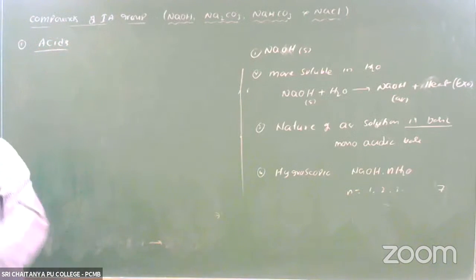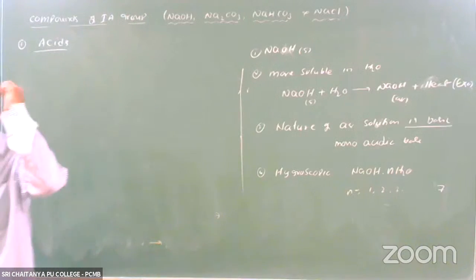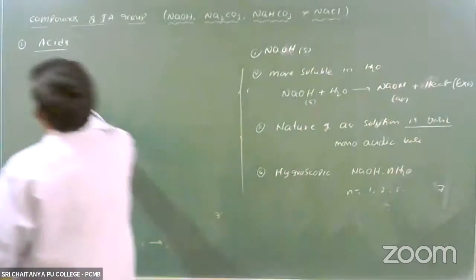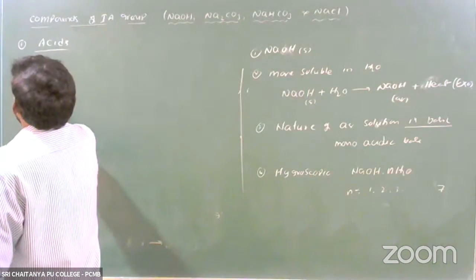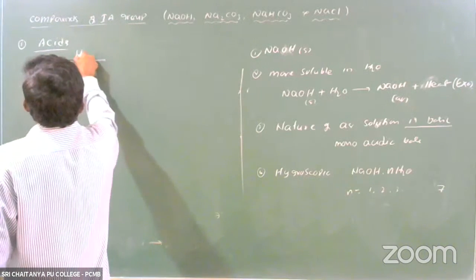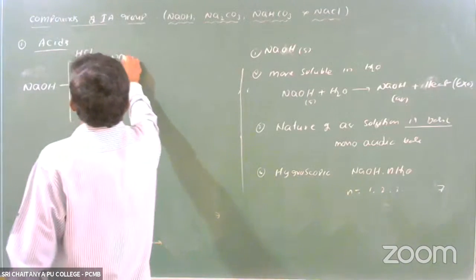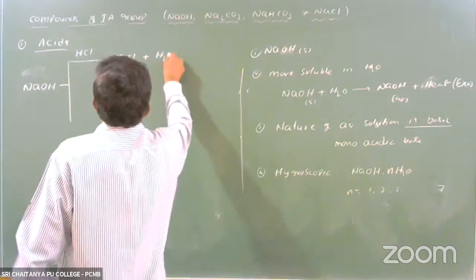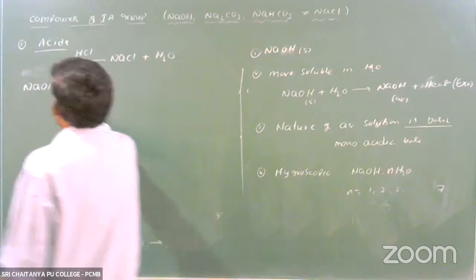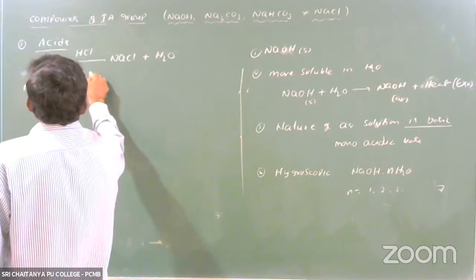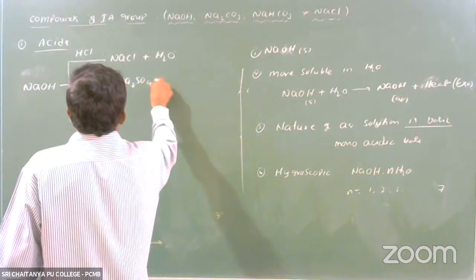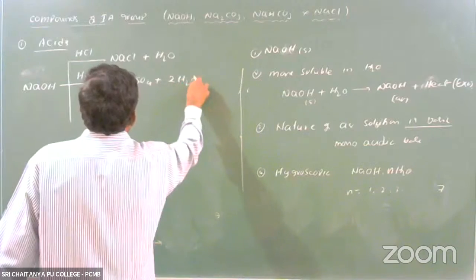Sodium hydroxide is a strong base, so it reacts with acids. Neutralization takes place, and salt and water are formed. For example, with HCl, sodium chloride, NaCl, is formed along with 1 mole of water, because it is a monoacidic base reacting with a monobasic acid. When 2 moles of sodium hydroxide react with sulfuric acid, it forms sodium sulfate and 2 moles of water.